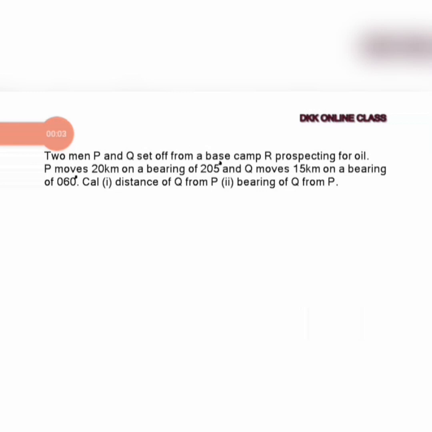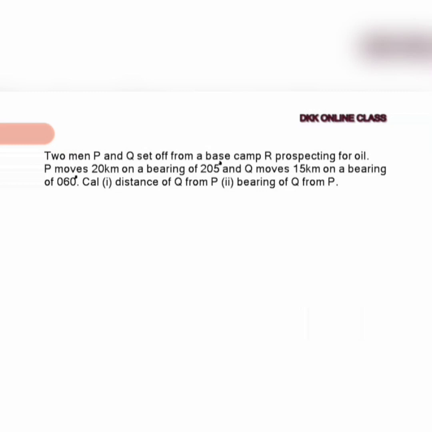Okay, we are looking at this question of bearing. Two men P and Q set off from a base camp R prospecting for oil. P moves 20 km on a bearing of 205 degrees and Q moves 15 km on a bearing of 60 degrees. So we are told to calculate the distance of Q from P and the bearing of Q from P.